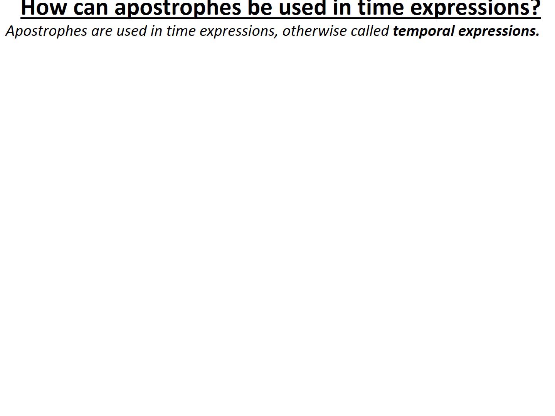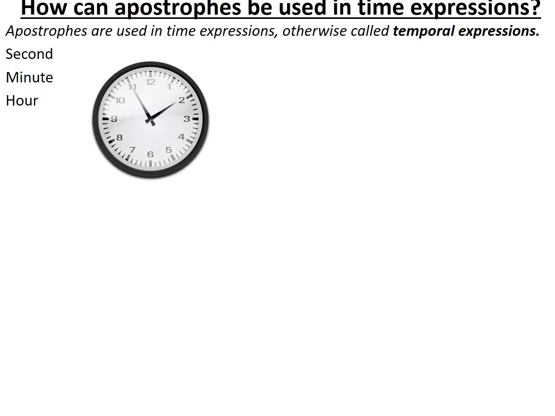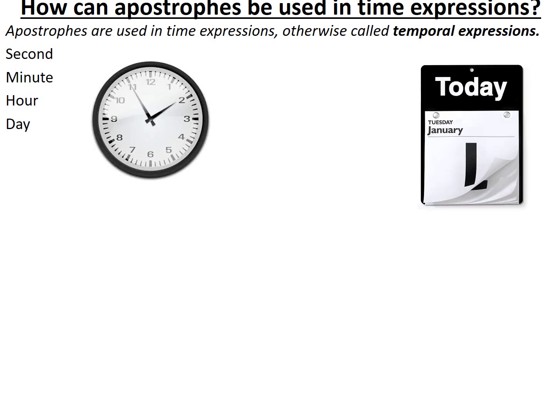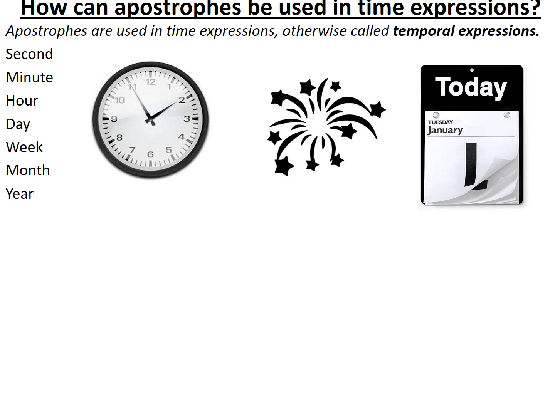Words like second, minute, hour, day, week, month, year, even decade. And each of these words that I've just listed is a singular unit of time, no matter how long it lasts for. And when we're considering the use of an apostrophe for a singular unit of time, we add an apostrophe S after the word itself.